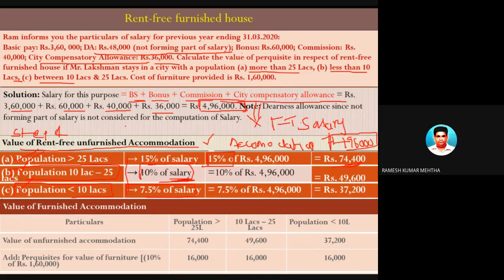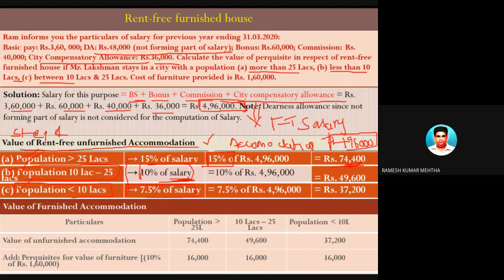So if the employer is providing the employee accommodation in a place where the population is more than 25 lakhs, then the value of the accommodation is equal to 74,400. Now, second condition, second alternative: the population is in between 10 lakhs and 25 lakhs. Means the employer is providing to the employee accommodation where the population is in between 10 lakhs and 25 lakhs.